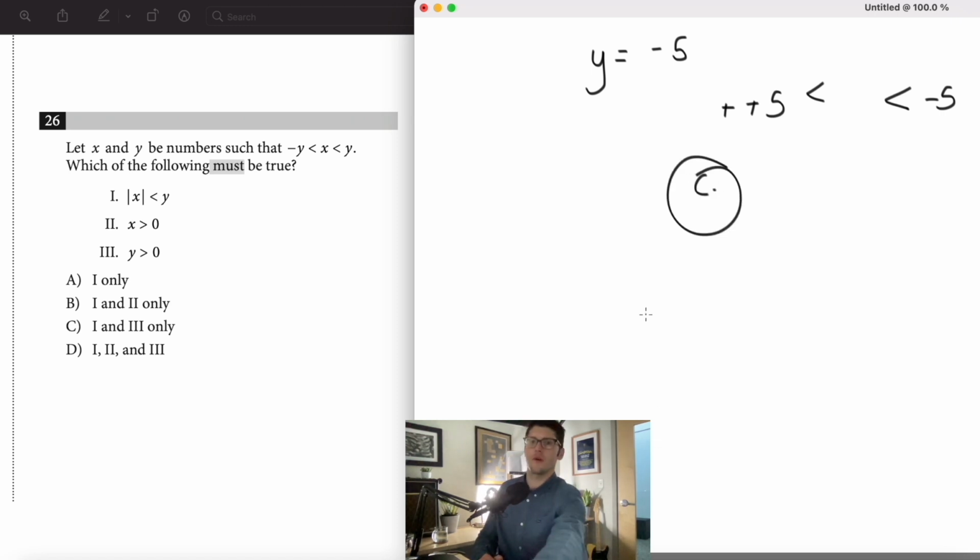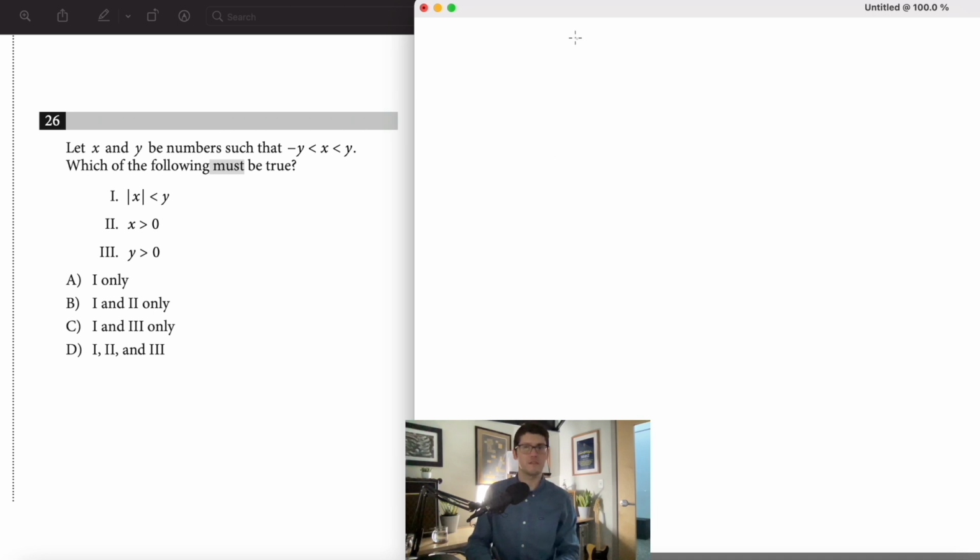So I'm going to just go through that one more time to be absolutely clear what I just did. I picked a random number for y. I picked 10. So negative 10, x, positive 10. Then I said, what values could go in here? Well, I could put negative 9, I could put 0, I could put positive 9. Based on that alone, I got rid of Roman numeral 2. So 1, 2, 3, I got rid of 2.